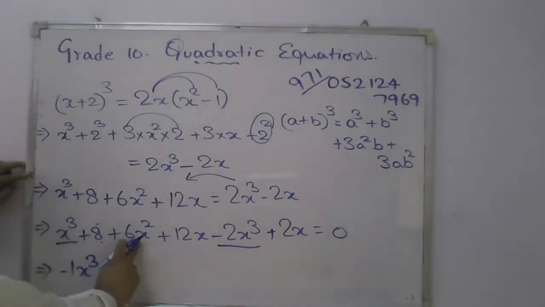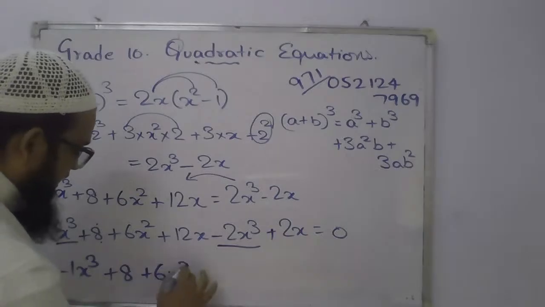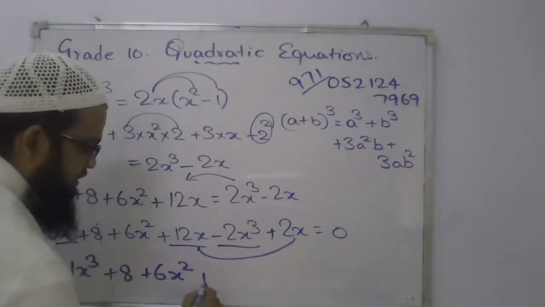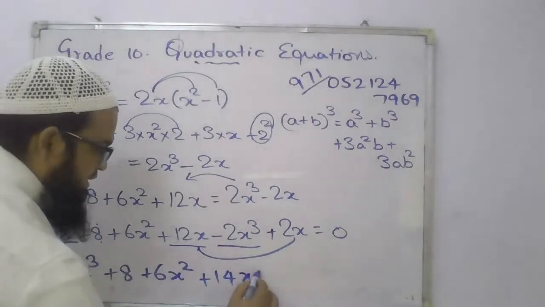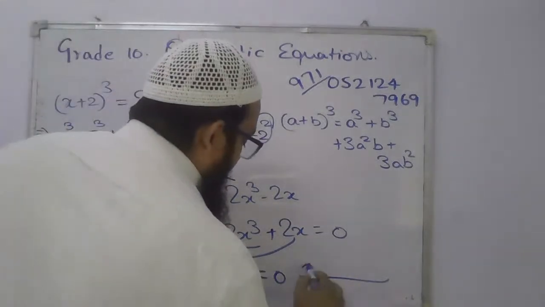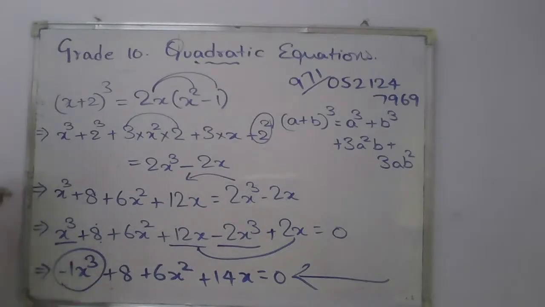Now 6x square, do you have anywhere? No, so we don't have x square. Now 12x plus 2x is 14x is equal to 0. So in the resultant equation, what is the degree of this? The degree of this is 3. You have a cubic term. Therefore, it is a cubic polynomial and a cubic equation.